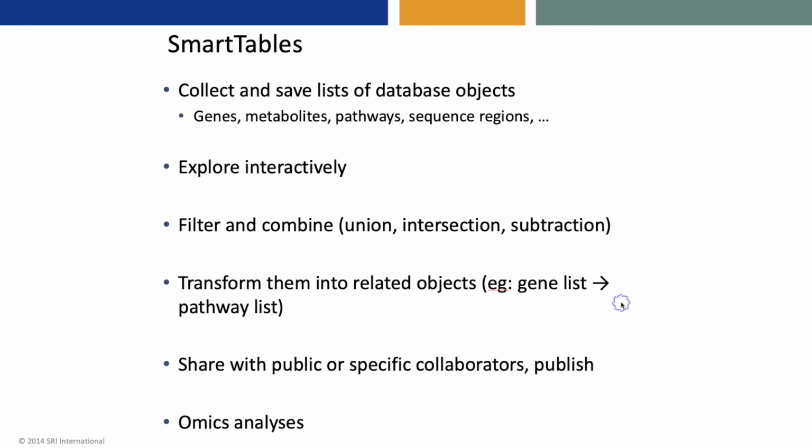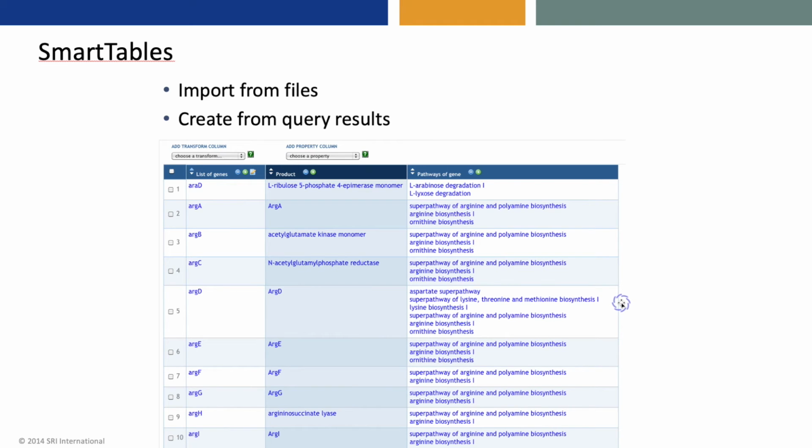The user can also share SmartTables with the public or with specific collaborators and can publish them online as well, and they support omics analyses. Here, for example, is a gene list, a gene smart table, where the first column lists the gene names, and then the other columns list various database attributes. So for example, this column lists the product of each gene, and this lists the pathways of each gene.